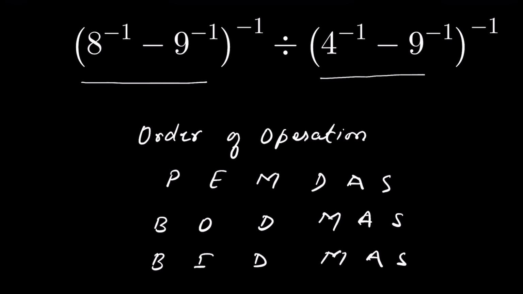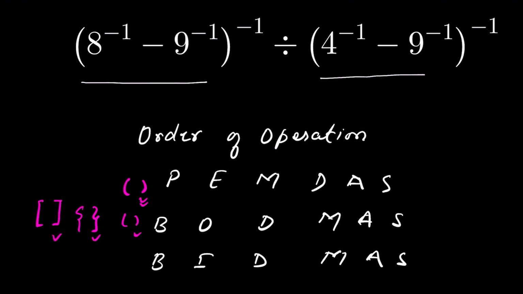So P stands for parenthesis. It means first we solve the parenthesis. B stands for bracket. Both are the same thing. Brackets are also of different kinds. This is the smaller bracket. This is the curly bracket or the middle bracket, and this is the box bracket or bigger bracket. First we solve the smaller bracket, then the curly bracket, and then the box bracket.